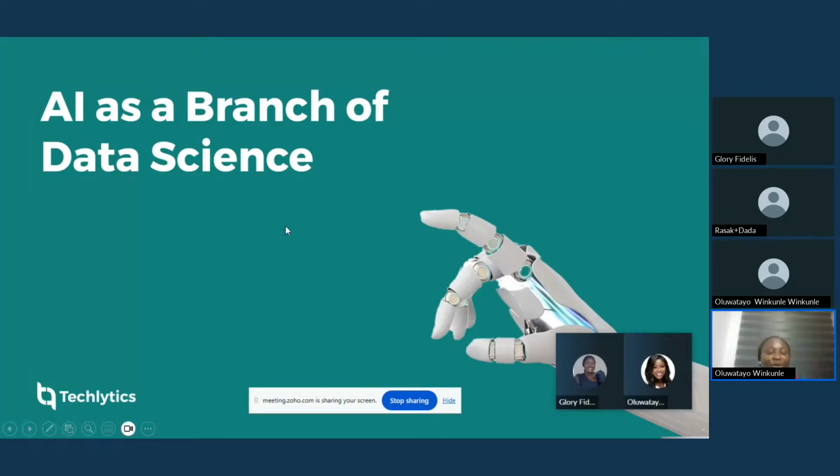I'm going to skip AI as a branch of data science. Another bit that I want to demystify for us is to go through the evolution of artificial intelligence.